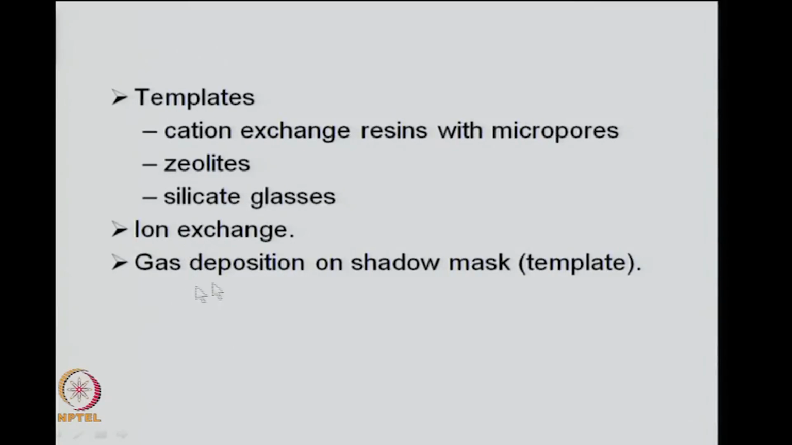You can also use gas deposition on a shadow mask. The shadow mask here will act as the template, and then this ordering of the gas molecules on this mask will give you the structure that you basically need, and for that you have to design this shadow mask, because according to that the gas deposit will take place and the structure that you need will be formed. So, these are different classes of templates. We discussed cation exchange resins, where cations can be exchanged, zeolites, silicates, and then other ion exchange possibilities.